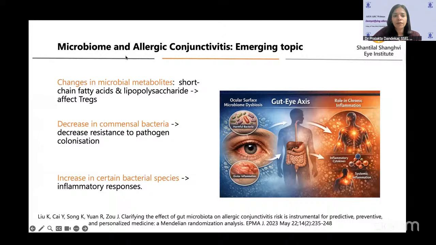So coming to the microbiome, these are the latest papers which I could find on the gut microbiota in allergic conjunctivitis, which say that when the child is exposed to antibiotics in the first 6 months of birth, there is a change in the microbiome, and this leads to ocular dysbiosis. So there are changes in the microbial metabolites. There is a decrease in the commensal bacteria, and there is an increase in certain bacterial species which are responsible for inflammation.